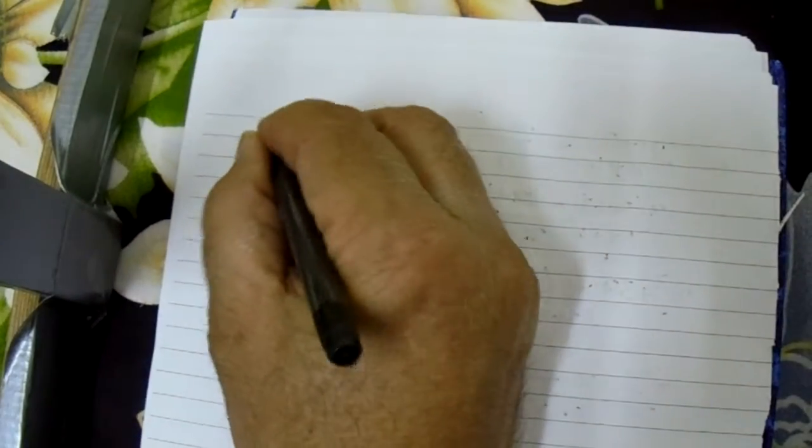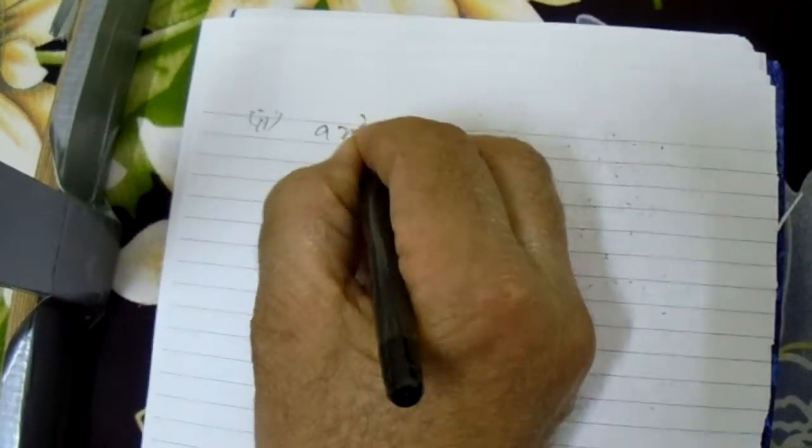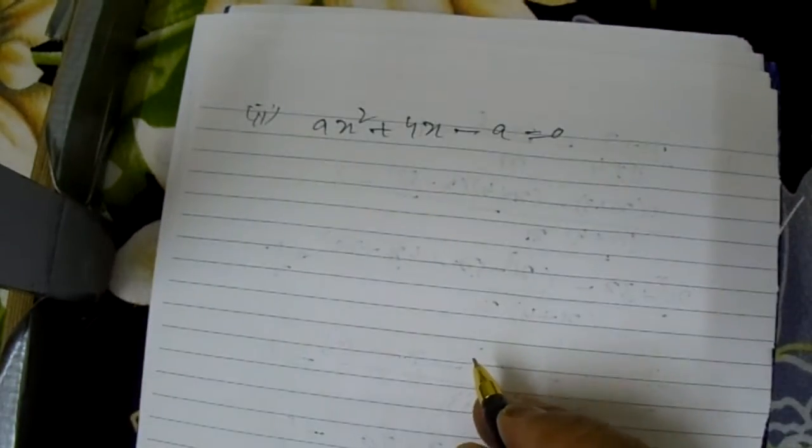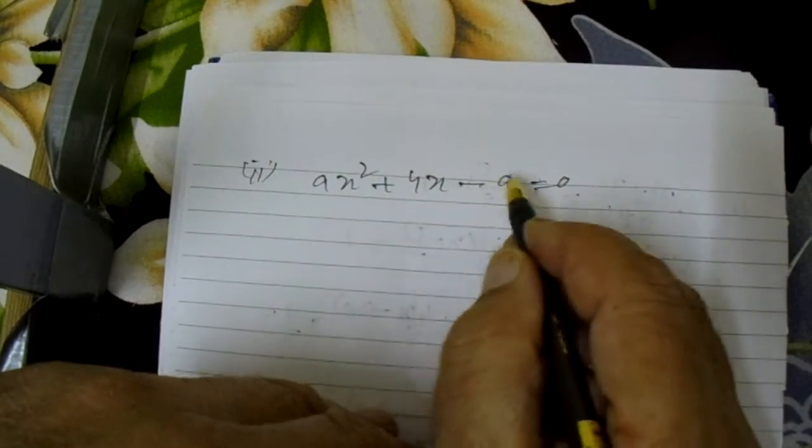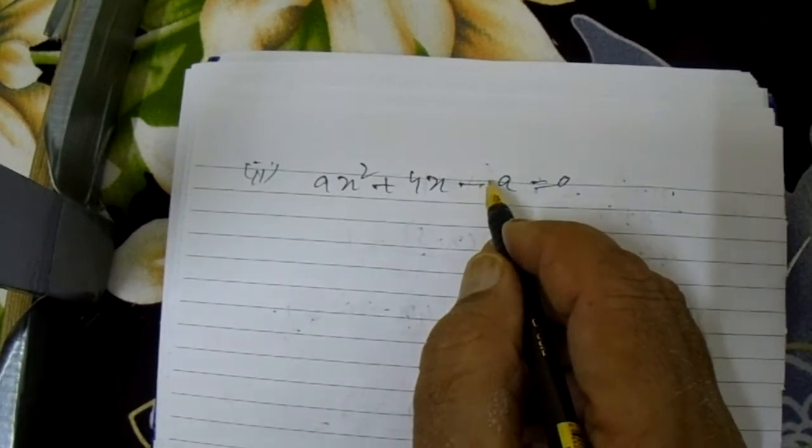Now we start the second part of this question. The second part of this question is ax square plus 4x minus a is equal to 0. Now we solve this. The first step is that the constant term, minus a, will go on the right side.